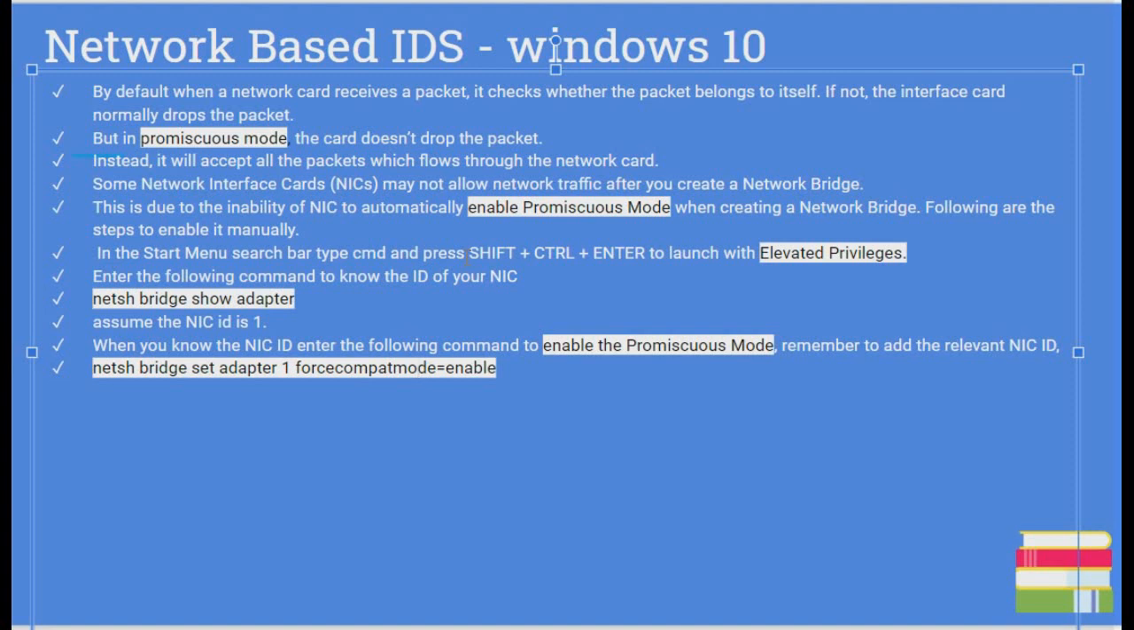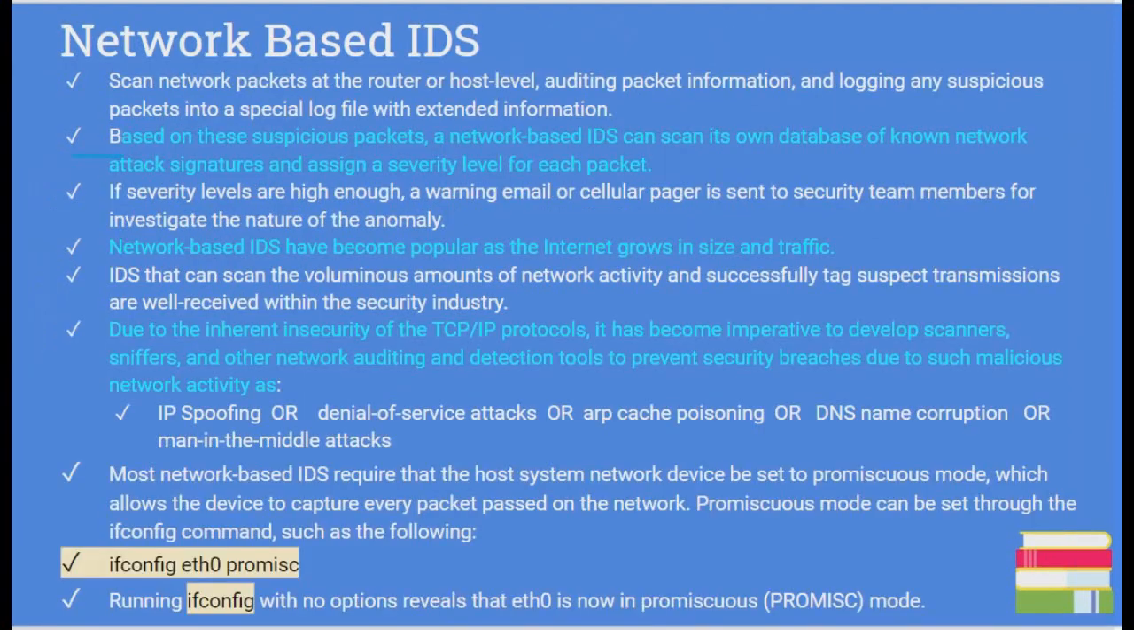So with the elevated privilege, once you open the command prompt, you have to run the command netsh bridge show adapter. It will show the adapter being used on the bridge, and once that is shown, you have to see what the network interface ID for it is, the NIC ID. If it is, for example, 1, it may be something else. You have to run this command: netsh bridge set adapter 1 forcecompatmode=enable. So it will enable the promiscuous setting, so that every packet going through this adapter would be analyzed. It will capture every packet passed on the network.